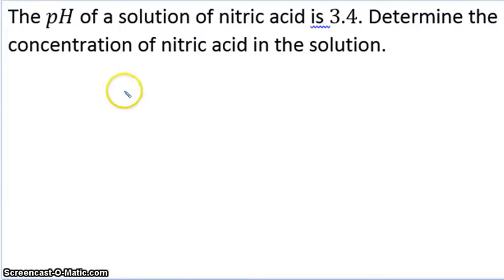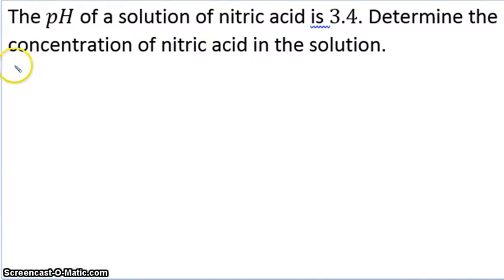Often in acid-base chemistry you get asked to calculate the pH of a solution. However, there are also a number of examples where you get asked to calculate the concentration of the acid given the pH of the solution. So I want to look at one such example. The pH of a solution of nitric acid is 3.4. Determine the concentration of nitric acid in the solution.